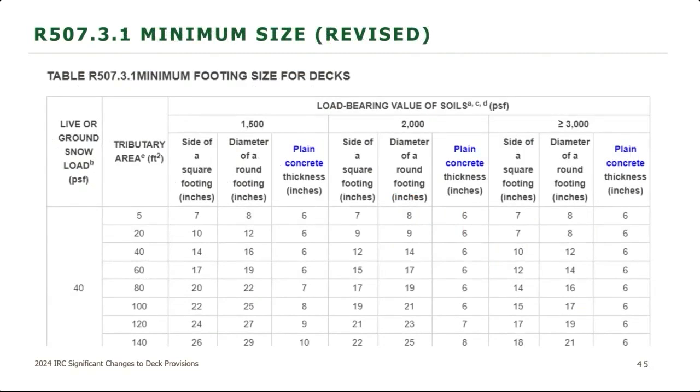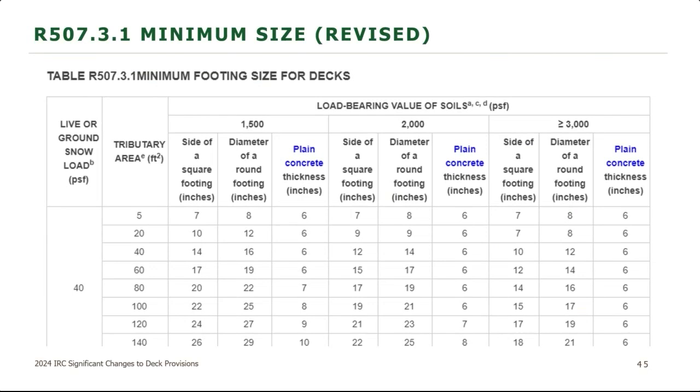Table R507.3.1 is the minimum footing size for decks. This table has been in the code for a while. If you're on an older version of the code and you're not familiar with the changes that were done in the 2021 IRC, this was significantly changed in the 2021, along with all these other tables. Previously they just focused on 20 pounds live load or ground snow load. All the tables throughout R507 in the 2021 IRC were expanded out to include 50, 60, and 70 pounds ground snow load. So if you are in a higher snow region, you now have some span tables in the code for ground snow that gets higher than 40 pounds per square foot.